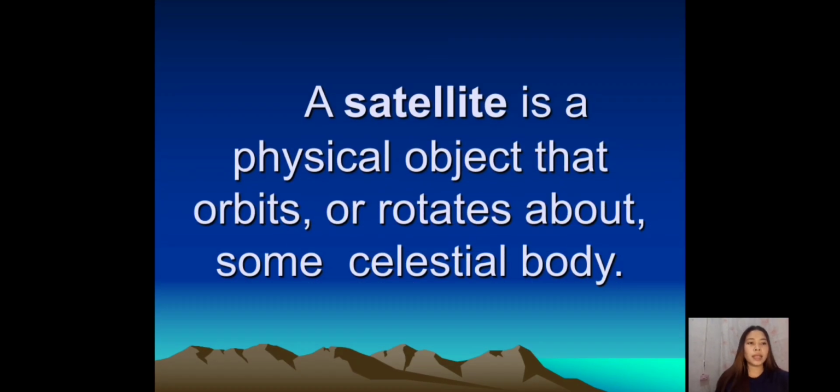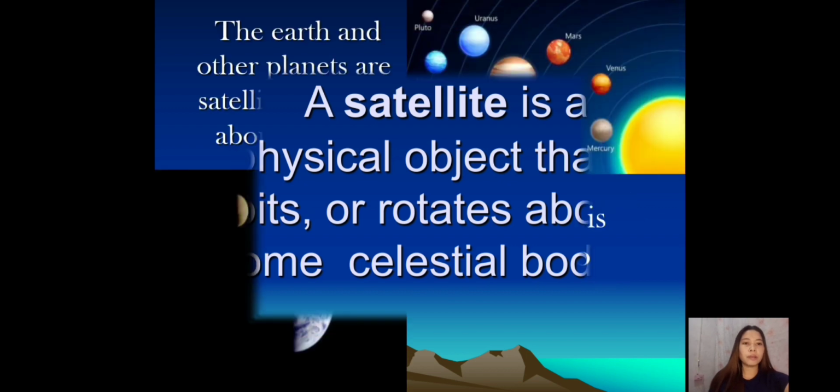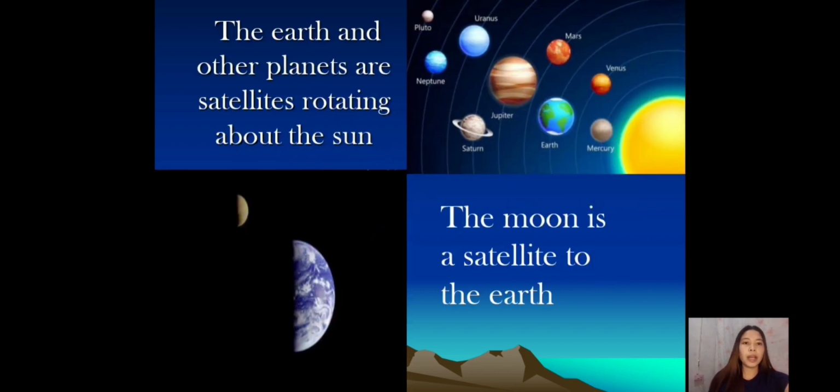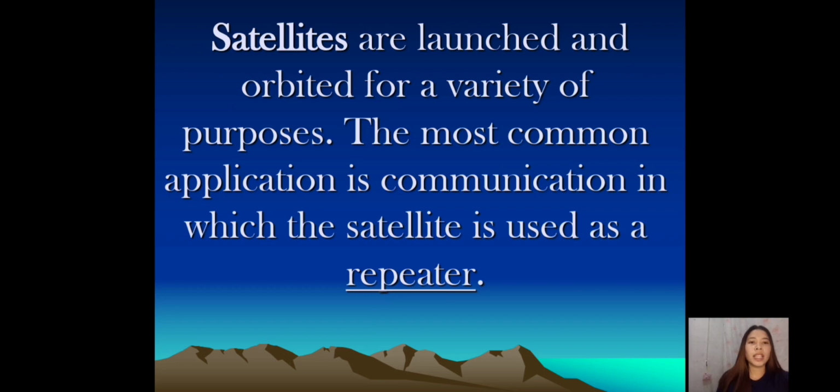What is a satellite? A satellite is a physical object that orbits or rotates about some celestial body. The Earth and the planets are satellites rotating about the Sun, and the Moon is a satellite to the Earth. Satellites are launched and orbited for a variety of purposes. The most common application is communication, in which the satellite is used as a repeater.